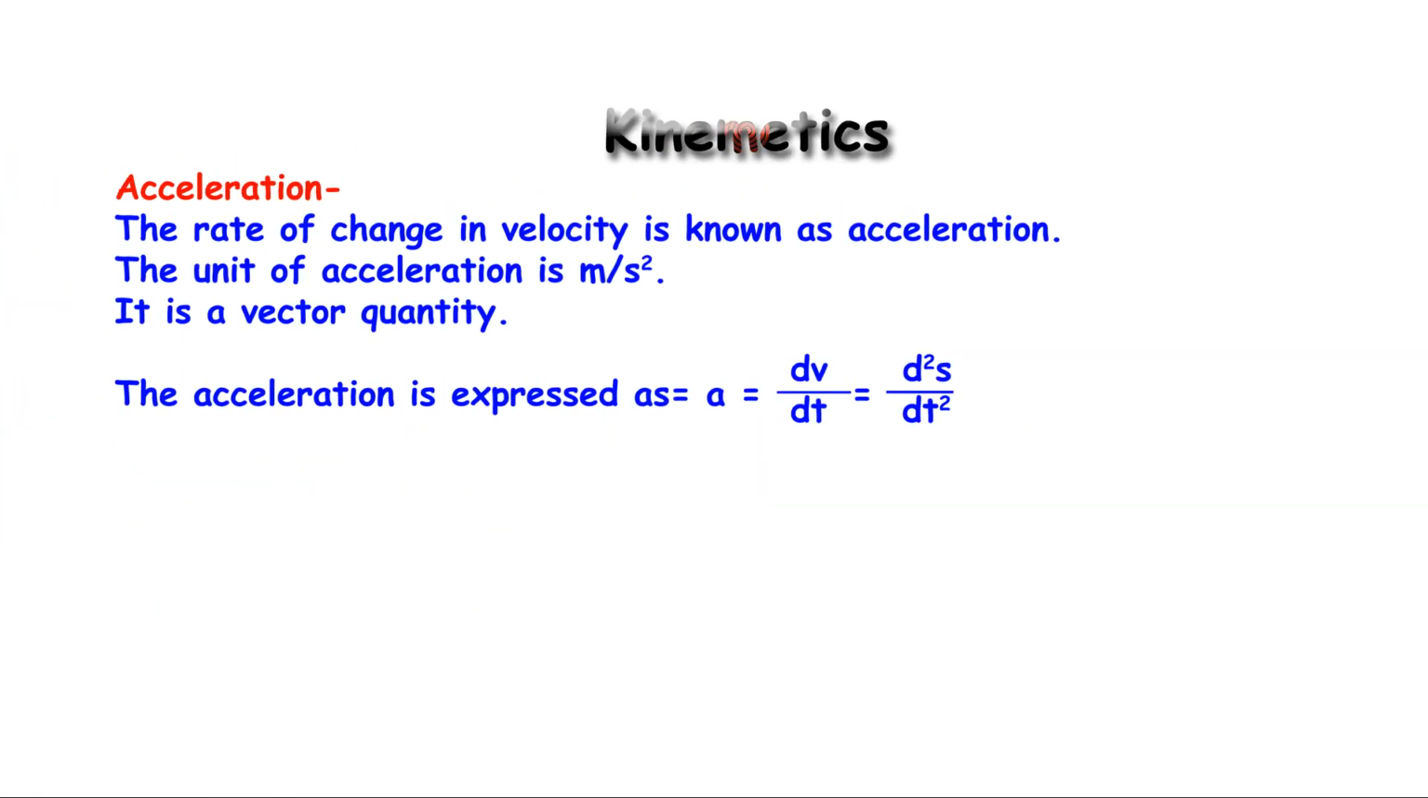In kinematics, the rate of change in velocity is known as acceleration. It is a vector quantity. It has the unit of meter per second square. The acceleration is expressed as a equal to dv/dt, that is the rate of change in velocity, and we know v equal to ds/dt. So in second order derivative form we can write acceleration equal to d²s/dt².